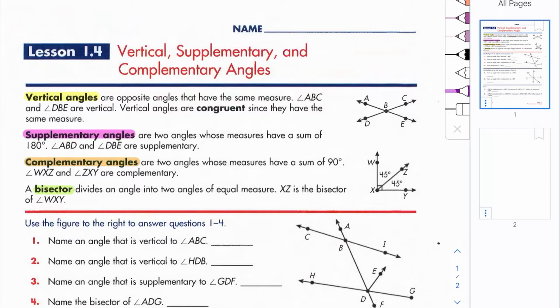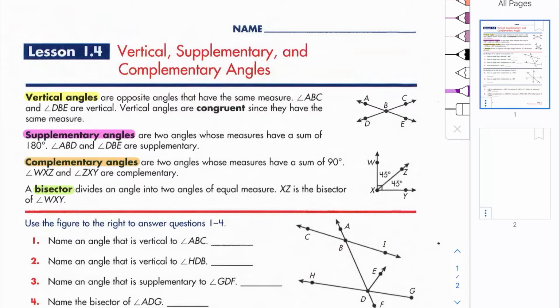So in this lesson, we will be talking about three different types of angles: vertical, supplementary, and complementary angles. Let's talk about vertical angles first. Vertical angles are angles that are opposite from each other and have the same measure.